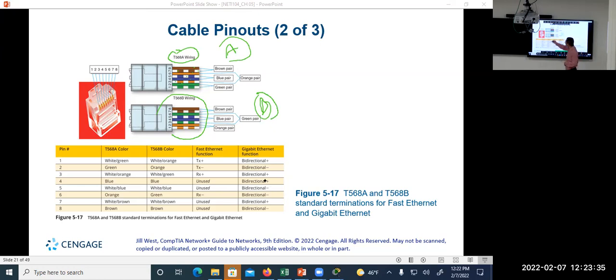So you can see how we terminate it here based on color. Okay, so I think we have a video to watch here.